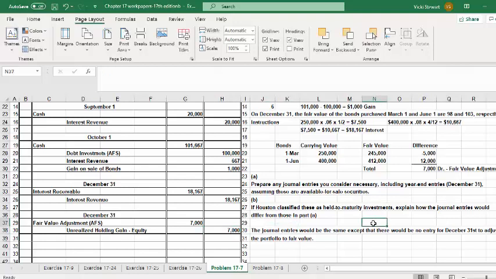The B portion of the problem states, if Houston classified these as held to maturity investments, how would the journal entries differ from those in Part A? All of the journal entries would be exactly the same, except there would be no entry for December 31st to adjust the portfolio to fair value. And that is the conclusion of the demonstration for problem 17-7B.